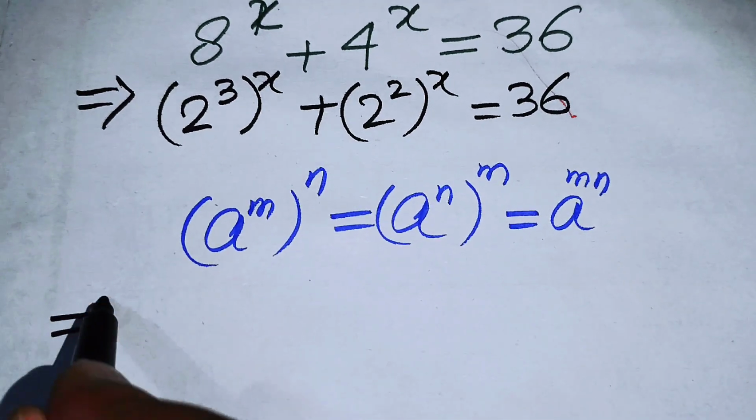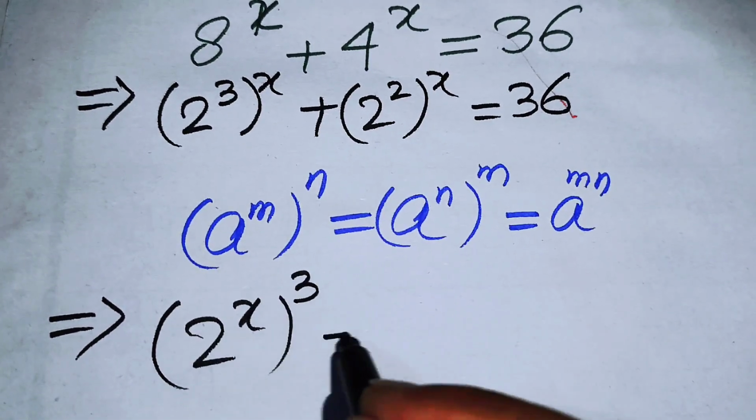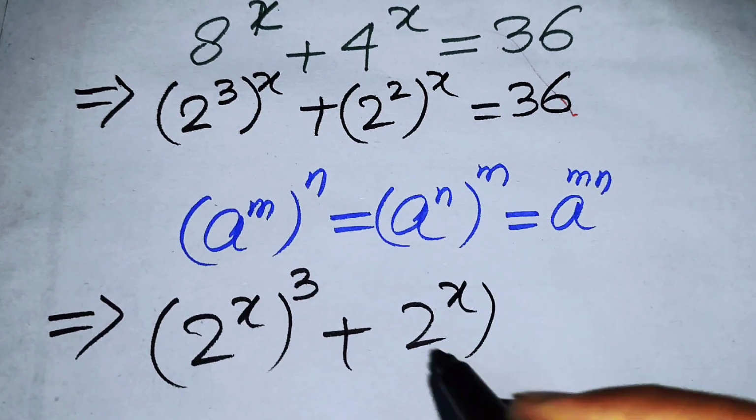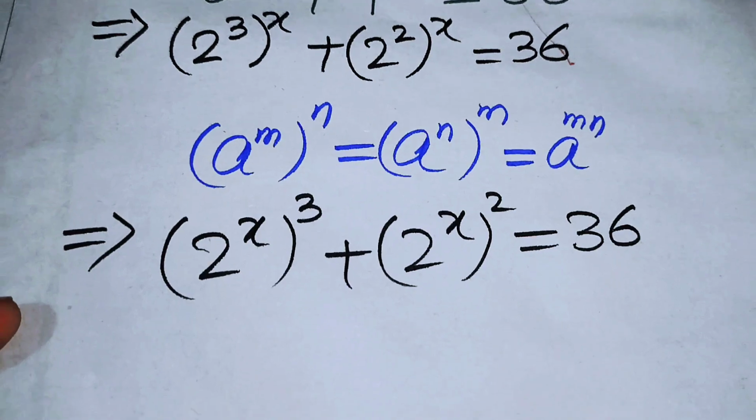So I can just interchange these two exponents and you get the output in the form of 2 to the power of x whole cubed plus 2 to the power of x whole square is equal to 36.